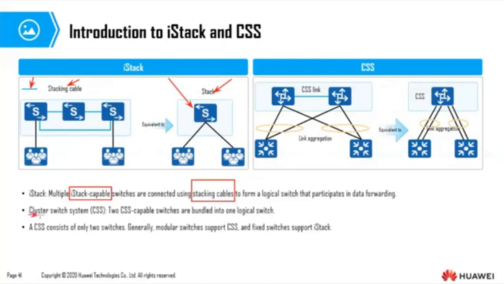The other way is by using the cluster switch system. Cluster switch system: 2 CSS capable switches are bundled into one logical switch. So normally you will connect them using a CSS link, cluster switch link, and you'll be able to form a single logical switch.